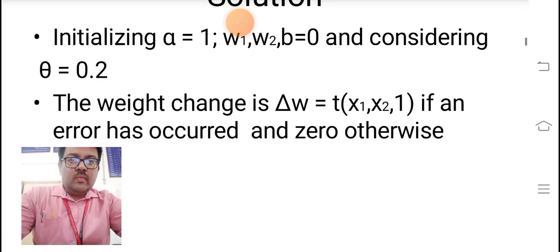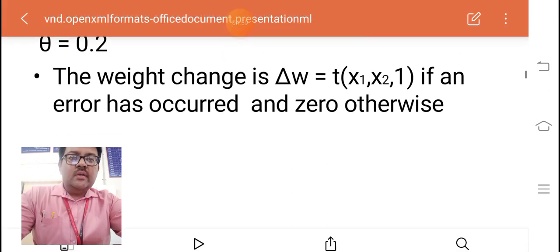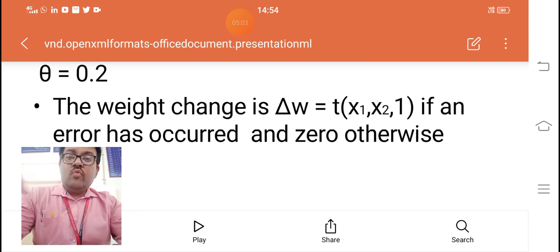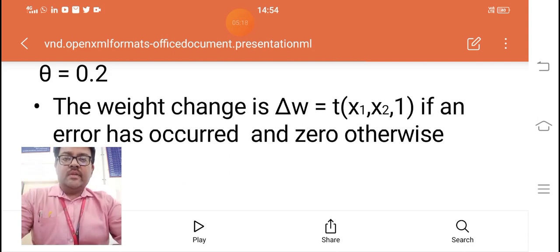So in the next video we will see how we apply perceptron for the AND function with the different inputs of the AND gate, that is for 0 0, 0 1, 1 0, 1 1. So different inputs, how you apply the perceptron.